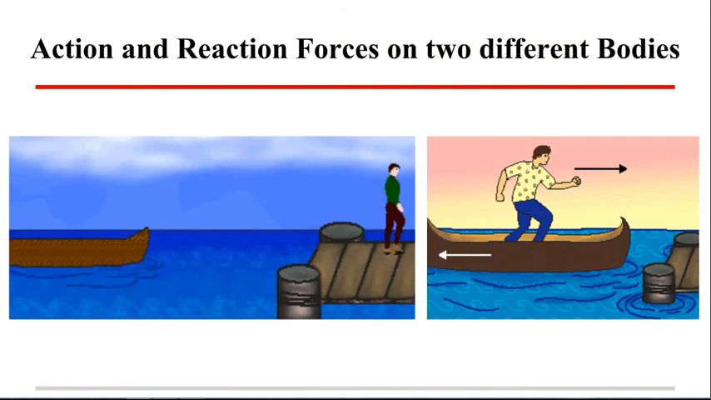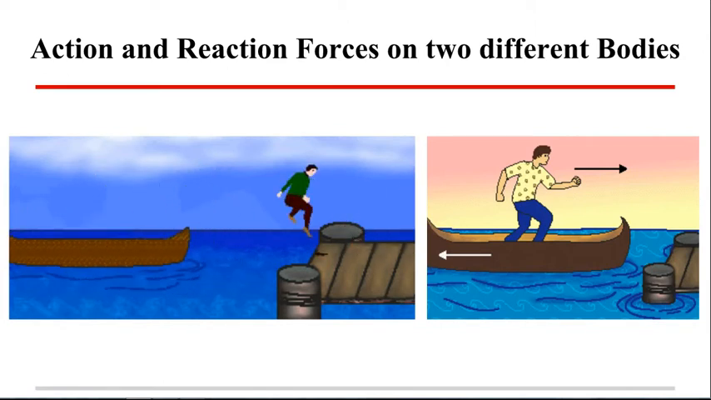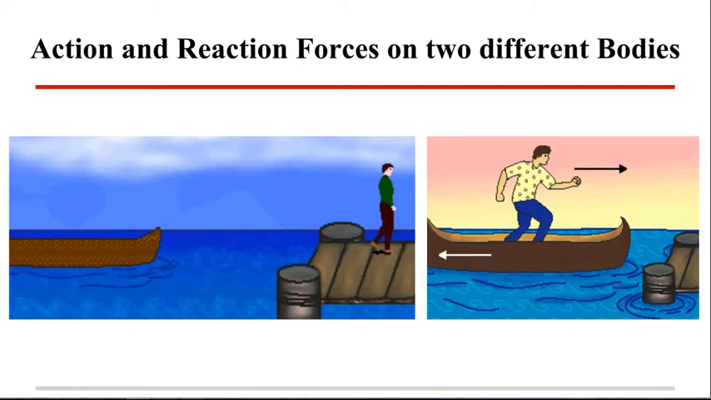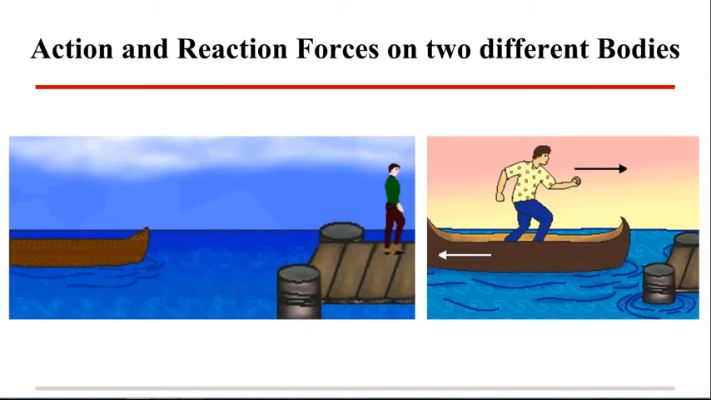Let us try to understand action and reaction forces on two different bodies. Here, a man is jumping onto the shore from a boat. While doing so, he is applying a force in the backward direction on the boat and he himself is moving forward. The action is applying force on the boat in the backward direction, and the reaction is the boat applying a force on the man in the forward direction.